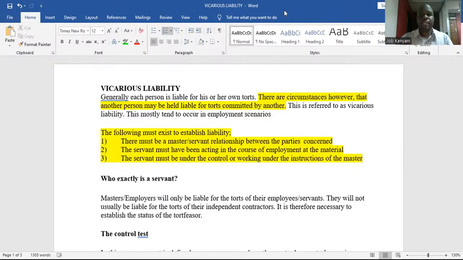So I think that is what we mean by vicarious liability.